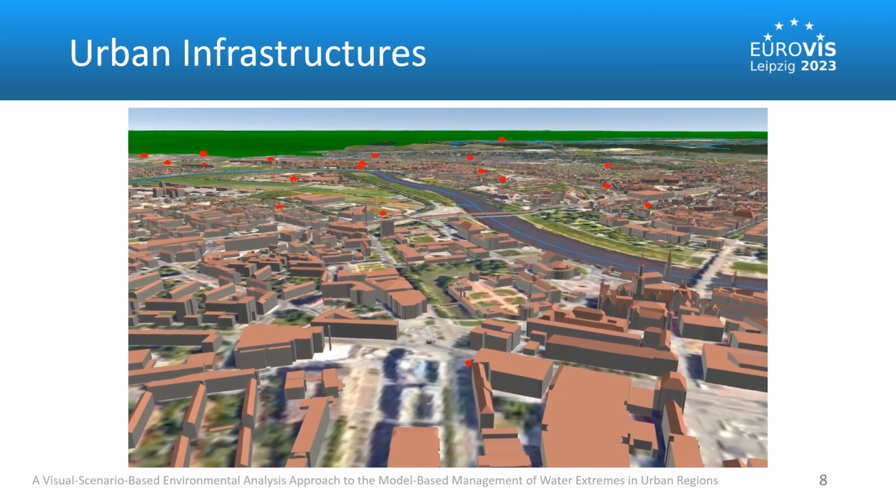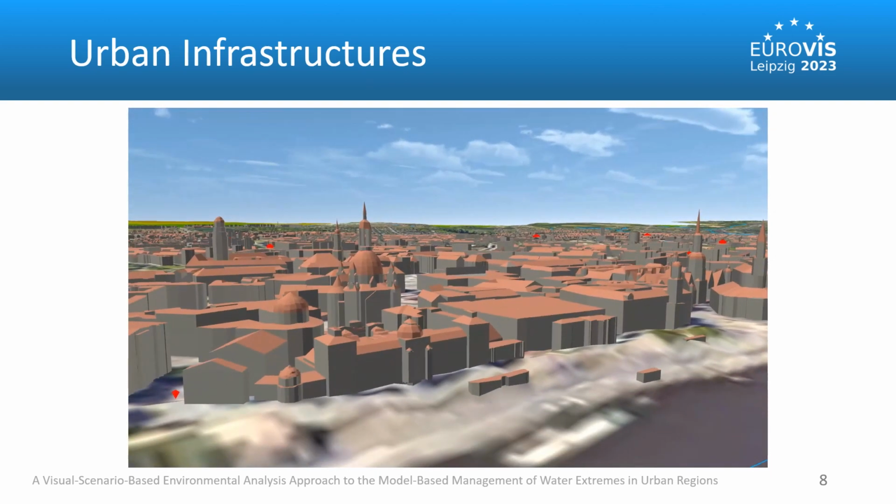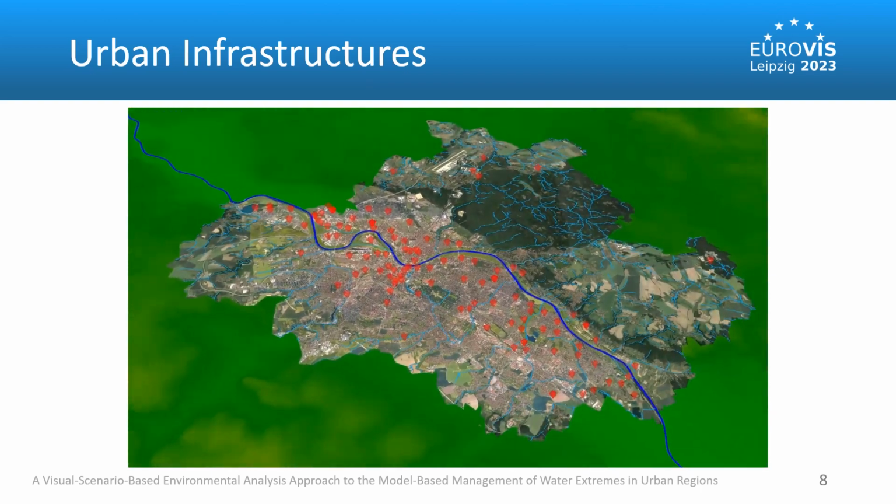In total, 26 blocks of the most populated areas of urban infrastructure data of Dresden have been integrated into the VGE, consisting of over 2.3 million triangles.